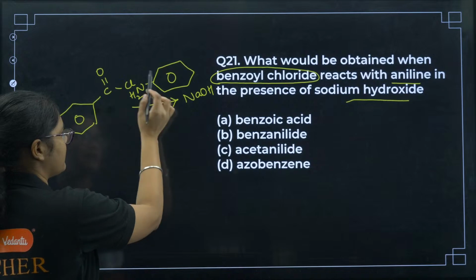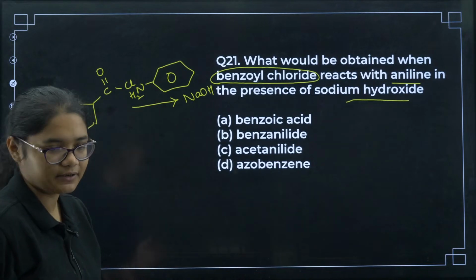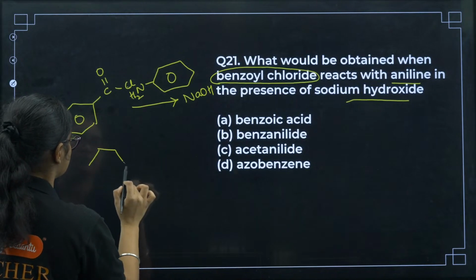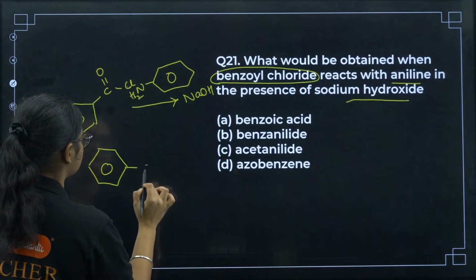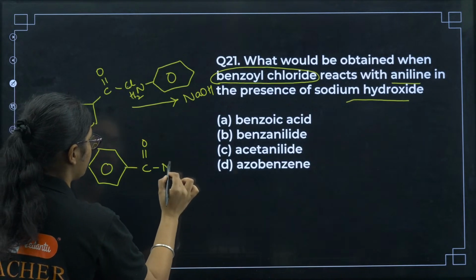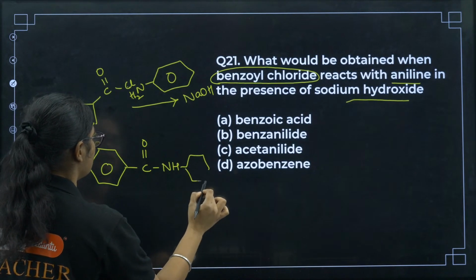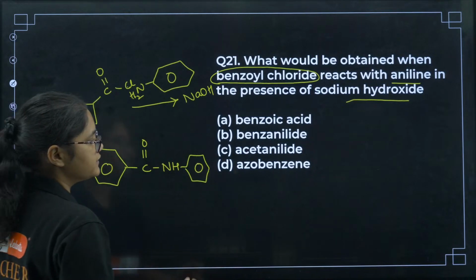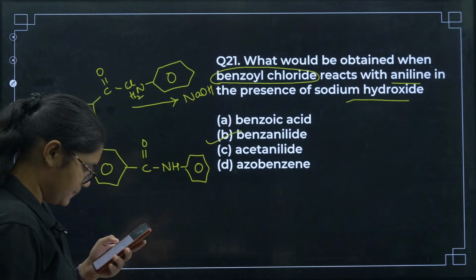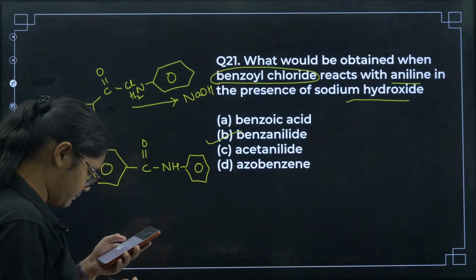So whenever you have this one, this is called benzoylation. Okay, so what will happen from here? HCl will be removed. So what will be the product I will be getting? HCl will be removed, C double bond O, in this Cl, what will happen? You will get NH, and here you will have one more benzene ring. So this compound is called benzanilide.